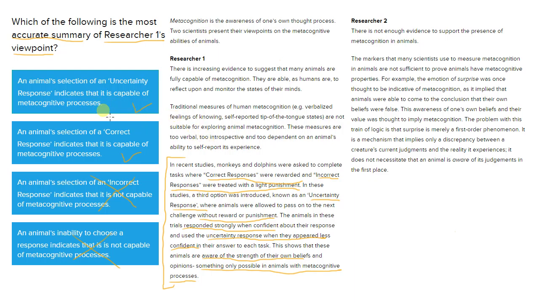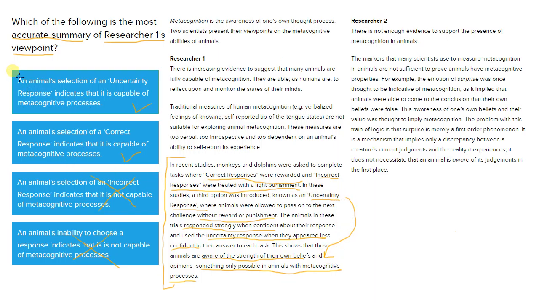This is where in this kind of question you really have to dig into the context of the experiment they're framing, or the context of the study, the theory they're proposing, to understand which answer choice is right. So digging back into this, we see that there was one experiment where they had correct responses and incorrect responses. And then there's a second experiment where an uncertainty response was added. This is where the researcher talks about how the uncertainty response showed that they were less confident, which showed that they were aware of their own beliefs. So it was this uncertainty response that allowed animals to indicate the strength of their own beliefs.